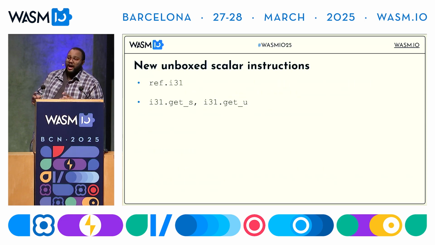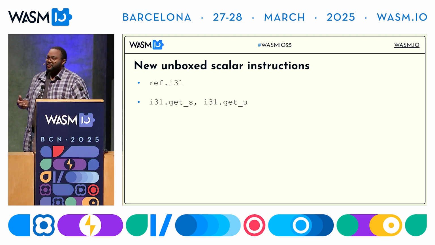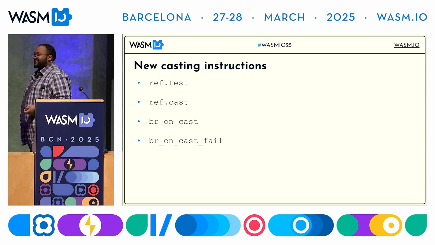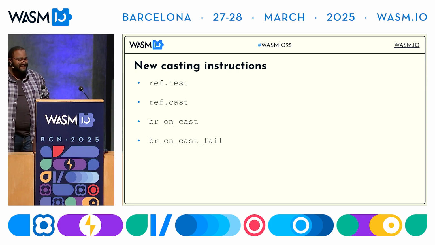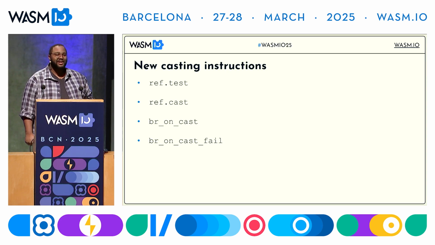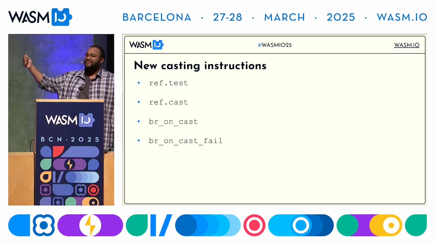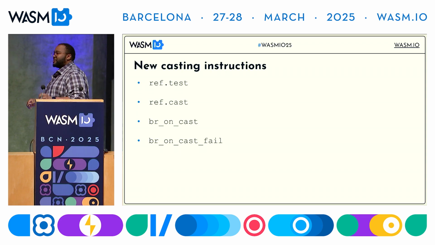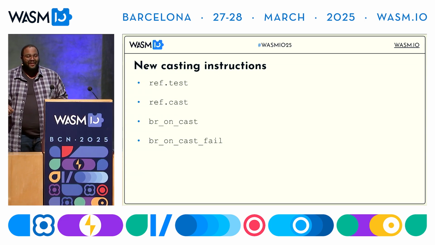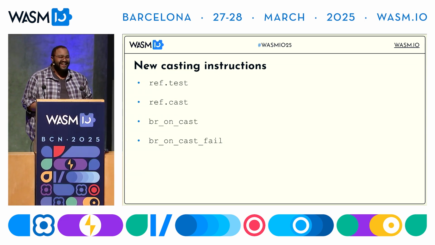For I31, of course, we need to be able to create it. And then when you want to get that value back, you have to tell Wasm, how do you want it to handle the sign bit? Do you want to sign extend or not? And then we get to the fun casting instructions. ref.test lets you say, hey, I have this value. Is it this particular type? Plain and simple, easy. ref.cast, if you're a compiler engineer, this is your best friend.